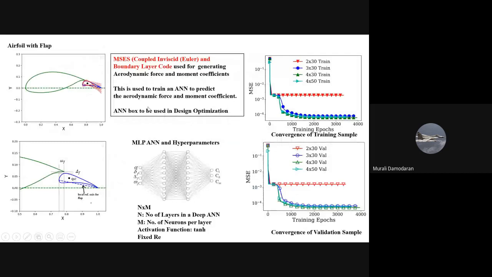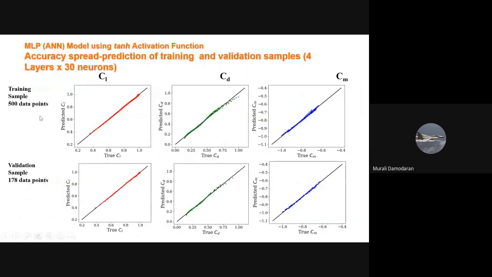So, some work we are doing with the MSC as the CFD code, and we train the neural network with hyperparameters and everything. This is the MSE versus the training epochs with different sets of values of the hyperparameters, like the number of layers and so on. And this is the training sample, validation sample. We want to see how good the MLP ANN model is using the tanh activation.